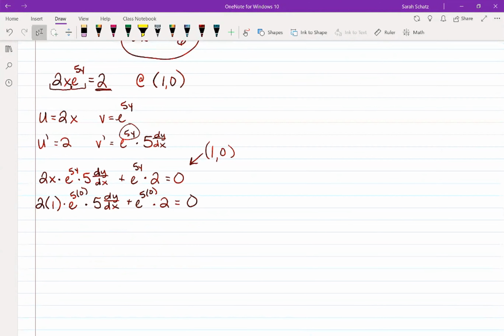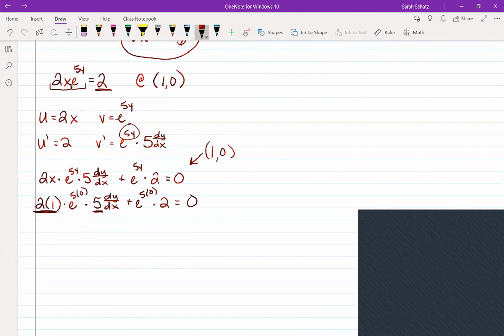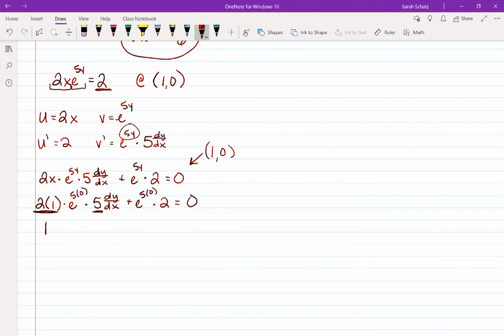Okay, so let's clean this up a little bit. We have the 2 times 1 here, and we have times 5 here. So let's put those together. 2 times 5 here. You can call this 10 times e to the, what's 5 times 0? That's just 0, right? So I have 10 e to the 0 dy/dx. Plus, again, you're going to have another e to the 0. And this one is times 2. And that equals 0.